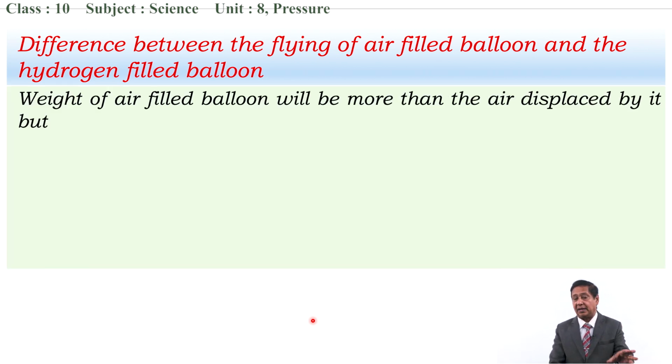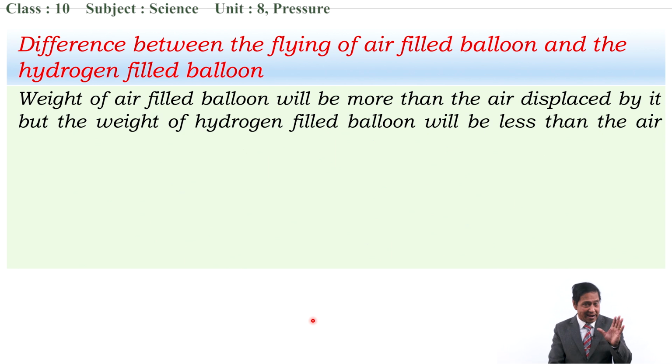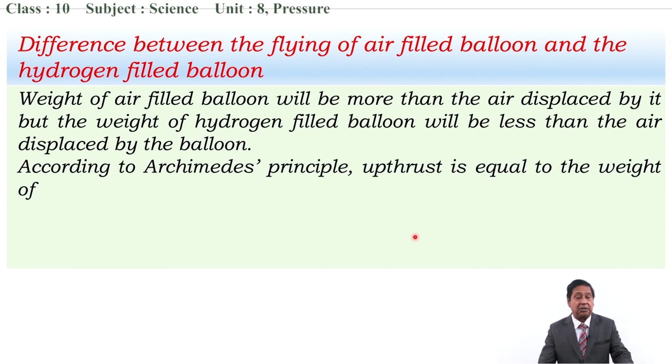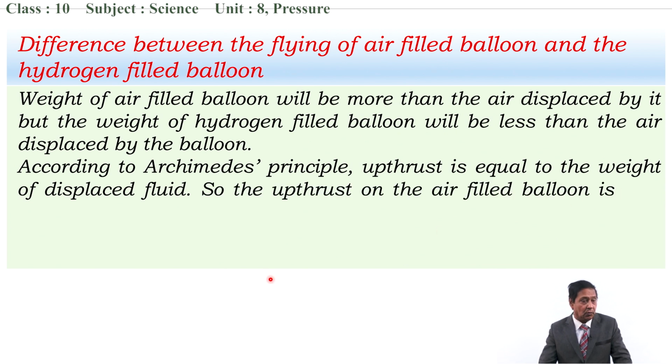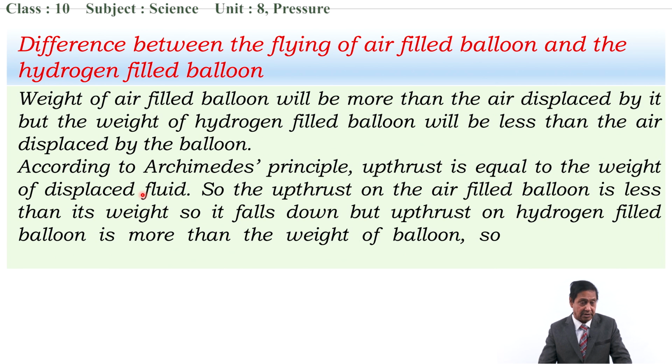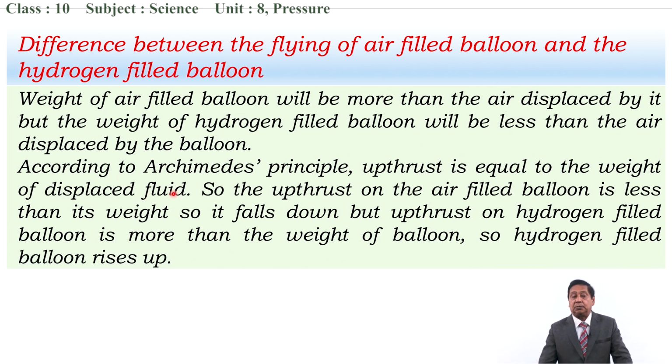Weight of air-filled balloon will be more than the air displaced by it. But the weight of hydrogen-filled balloon will be less than the air displaced by the balloon. So according to Archimedes' principle, upthrust is equal to weight of displaced fluid. I am talking about fluid now, not about the liquid, because this Archimedes' principle acts in both the liquid and in gas.